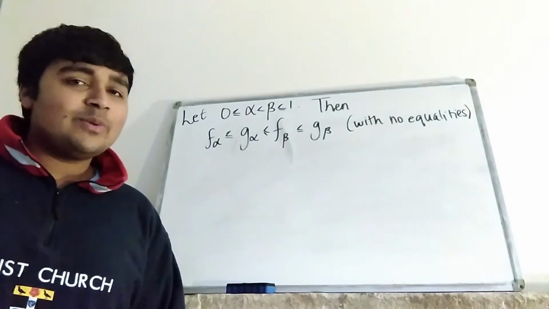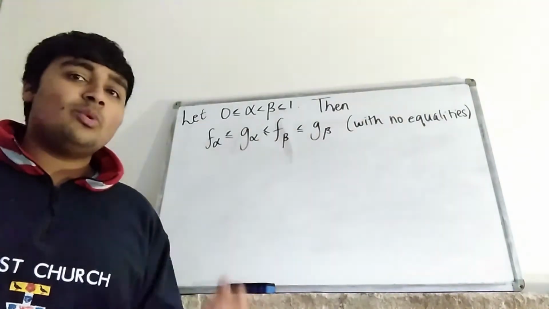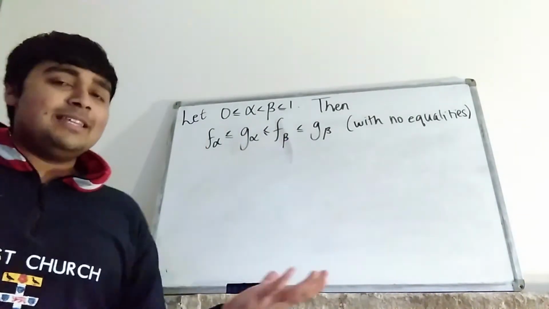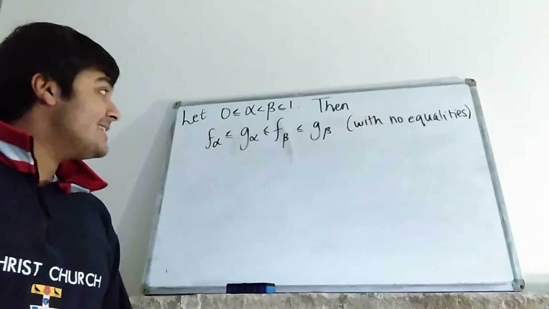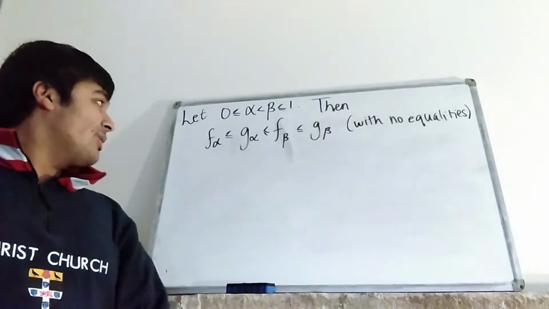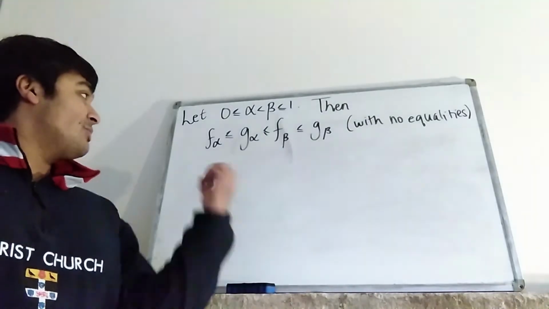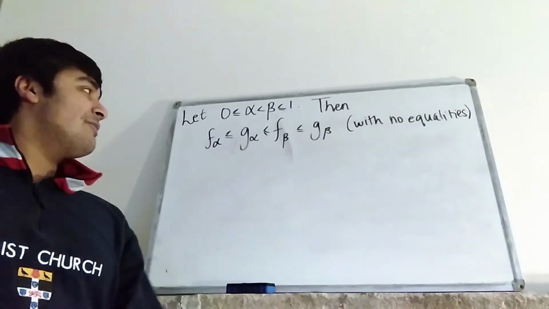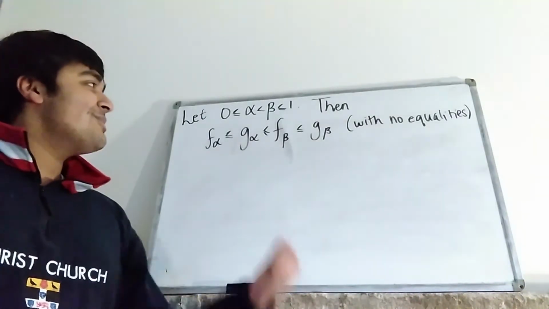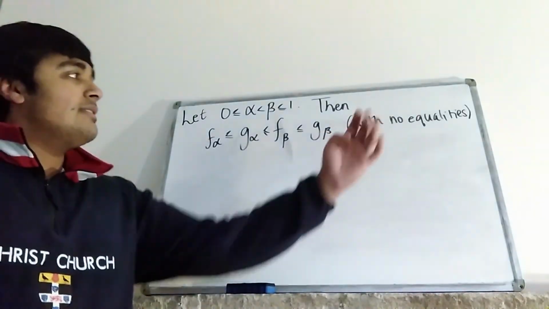Now suppose we have two distinct numbers in 0, 1, alpha and beta, and alpha is strictly less than beta. Then I claim that we have this inequality here: f sub alpha is less than or equal to g sub alpha, which is less than or equal to f sub beta, which is less than or equal to g sub beta, with none of them equal.